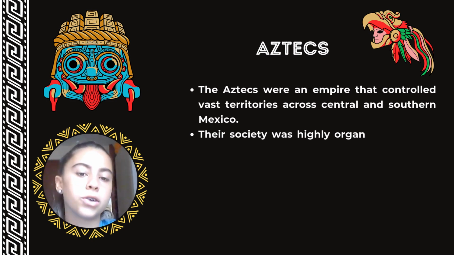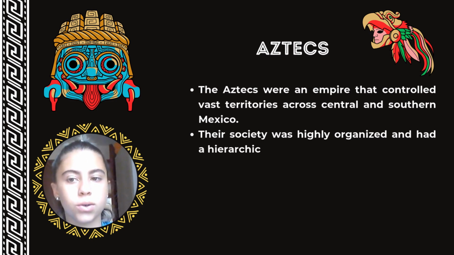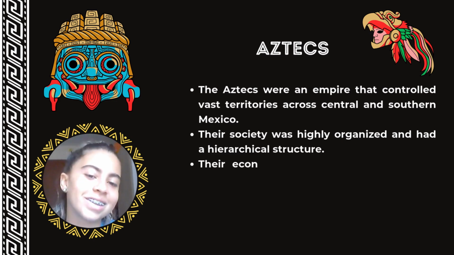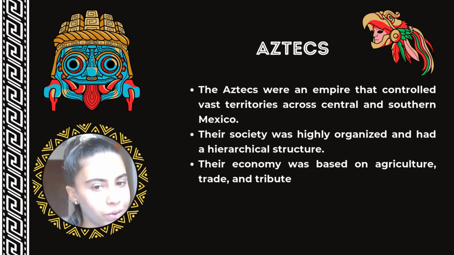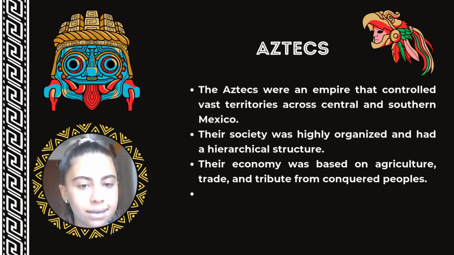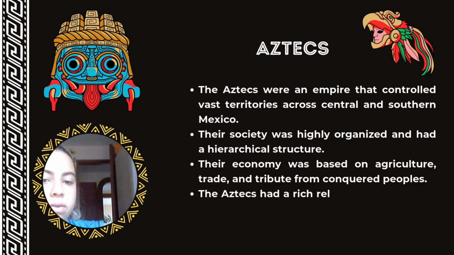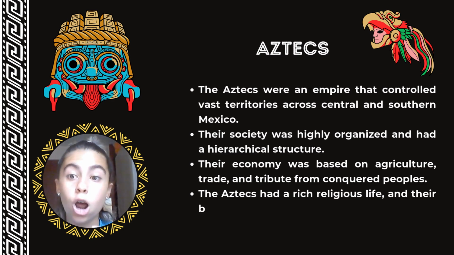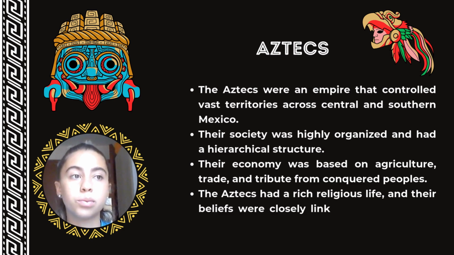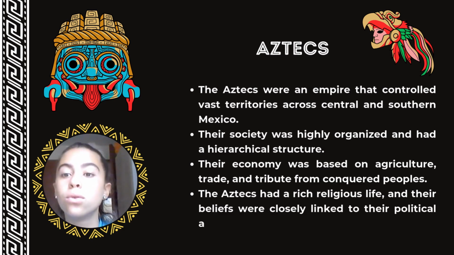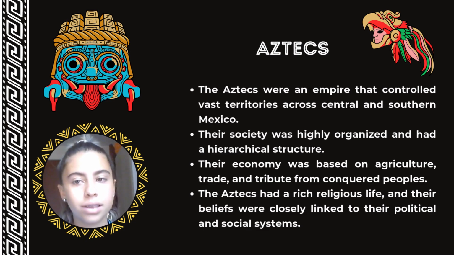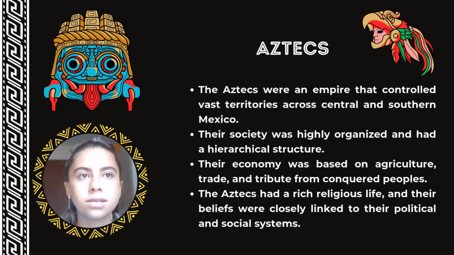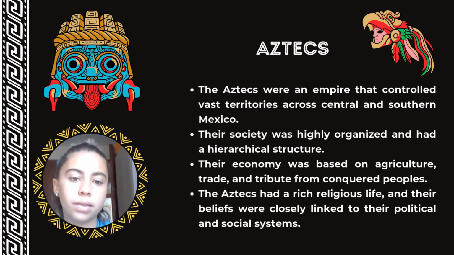My partners will talk about this later, so they will explain it. Their economy was based on agriculture. Finally, the Aztecs had a rich religious life. They had a lot of gods in their religion that represent a lot of things, for example, the moon, the sun, the night, the day, etc. And this part of the gods represent, or had a link to, the political and social systems too.